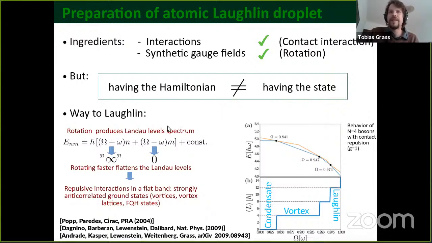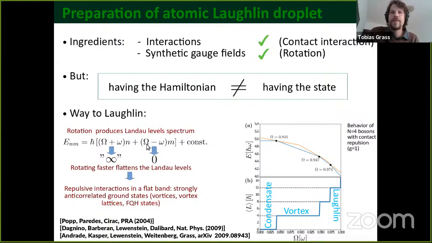I want to briefly describe this problem by looking at how we can produce a Laughlin state in a rotating gas of bosonic atoms. The rotation on the single particle level produces this Landau level spectrum. So we have single particle levels characterized through two quantum numbers: n, the Landau level index, and m, an orbital index related to the angular momentum of the particle.